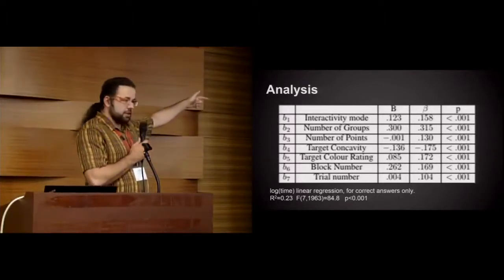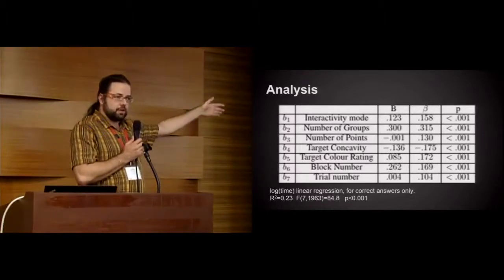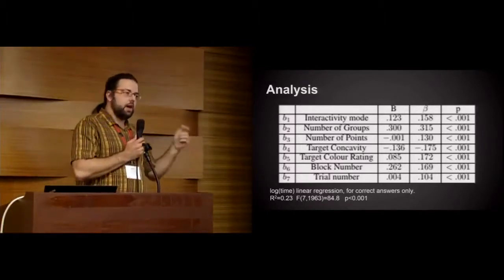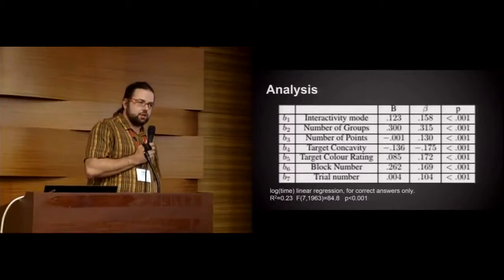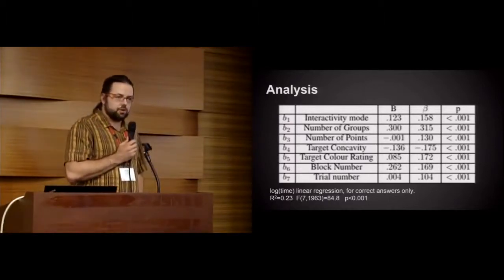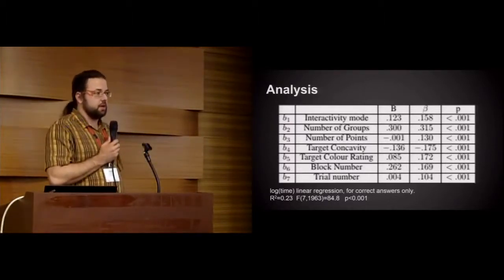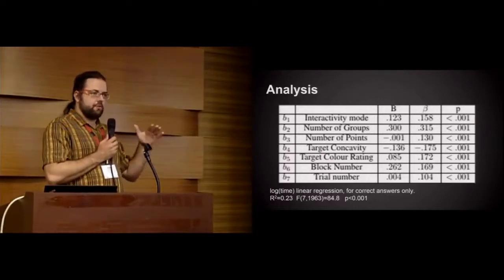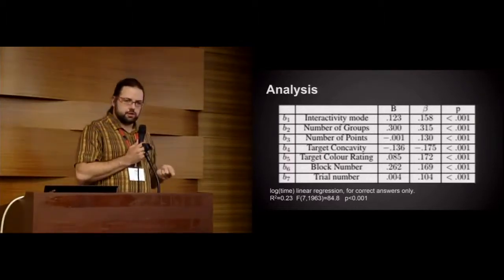The first one is interactivity mode. There is a big difference between 1D and 3D, not in the direction we expected. 1D is actually much faster. You're actually much faster to identify the structure correctly if you're limited in your interactivity. Okay?